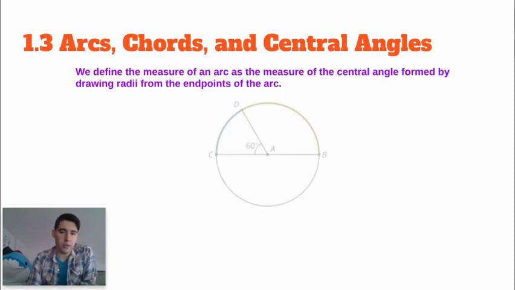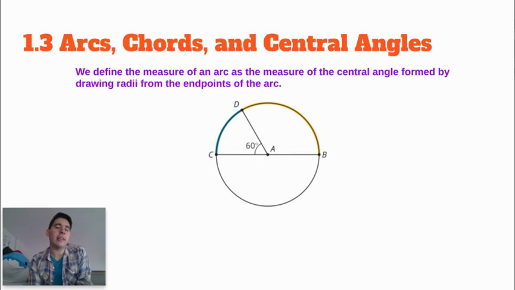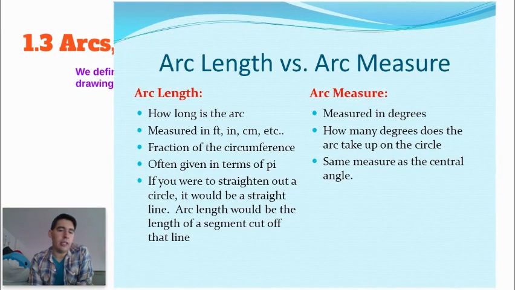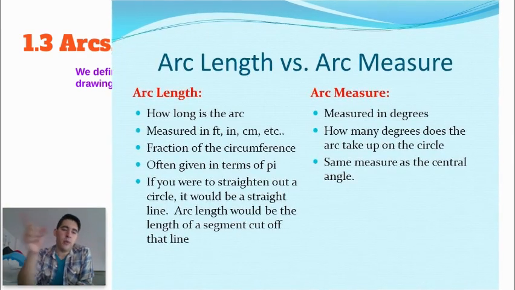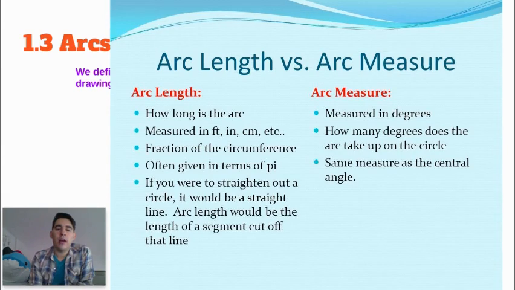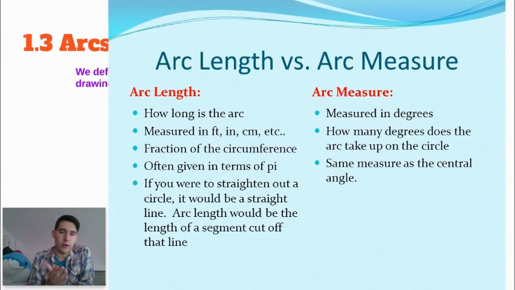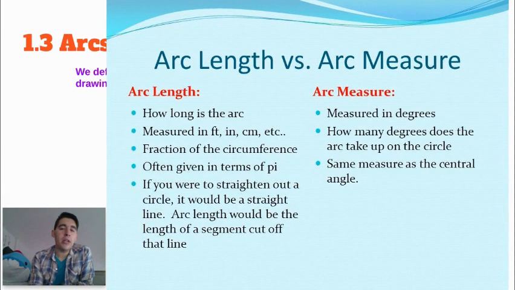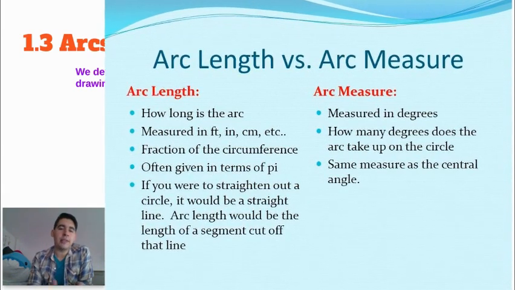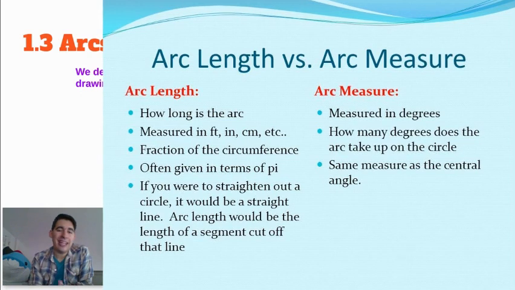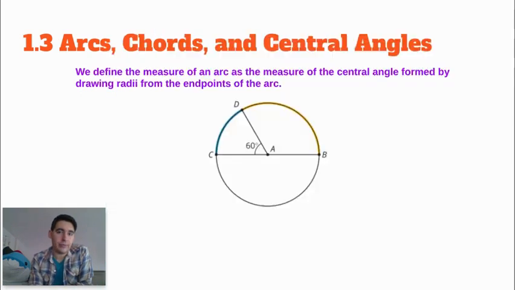The measure of an arc is different than the length of an arc. When we talk about the length of an arc, you could talk about that in inches, in feet. Imagine if you have a circular track, you could talk about how far along the arc you're running. However, the measure of an arc is actually based on the central angle. So we talk about the measure of an arc in degrees. In this case, if we want to find the measure of arc CD, we would say the measure of the arc is 60 degrees. It's exactly equal to the central angle.